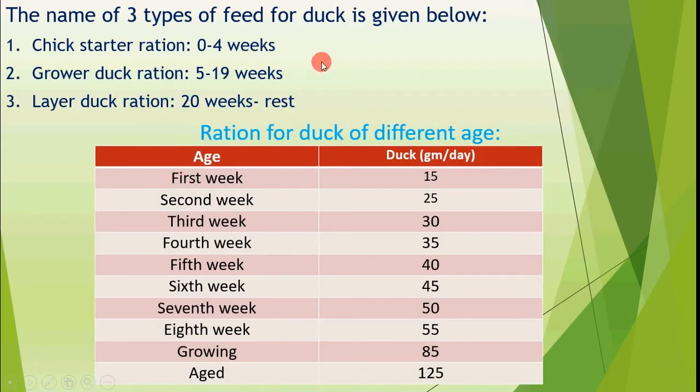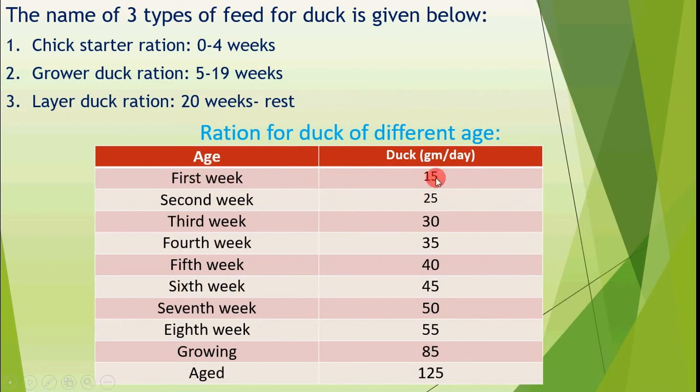Next is duck. So what will be the duck? Here you see 0 to 4 weeks they need the starter ration, 5 to 19 weeks they need duck ration, and 20 weeks to the rest, they need duck ration. And here is the duck requirement according to the age.